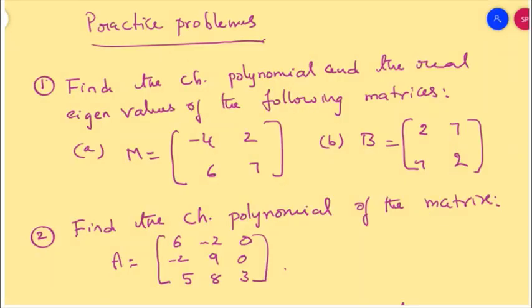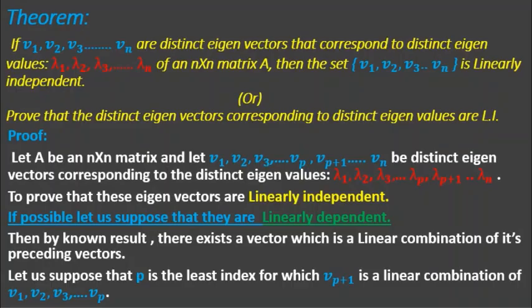Here are some practice problems for you. First one is: find the characteristic polynomial and the real eigenvalues of the following matrices. 2 by 2 matrices are given in the first question. And the second question: find the characteristic polynomial of the matrix. Only the polynomial. No need for the eigenvalues or characteristic values.